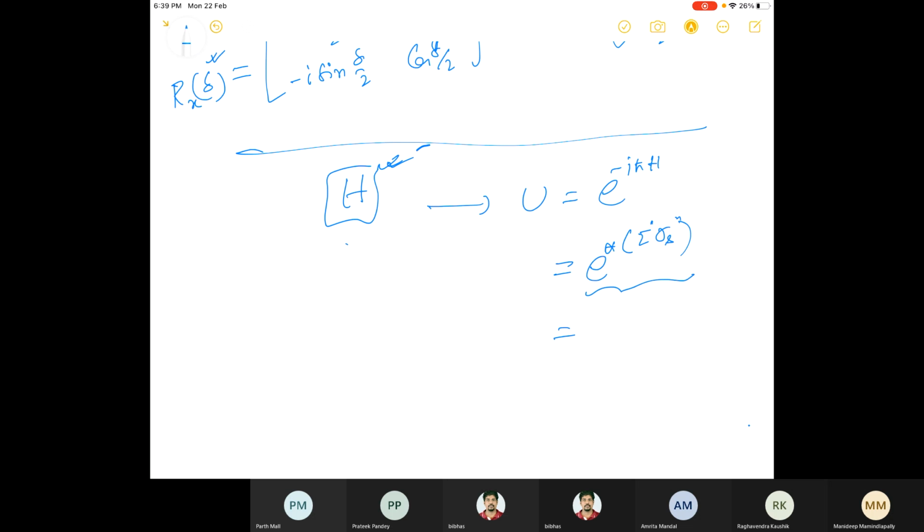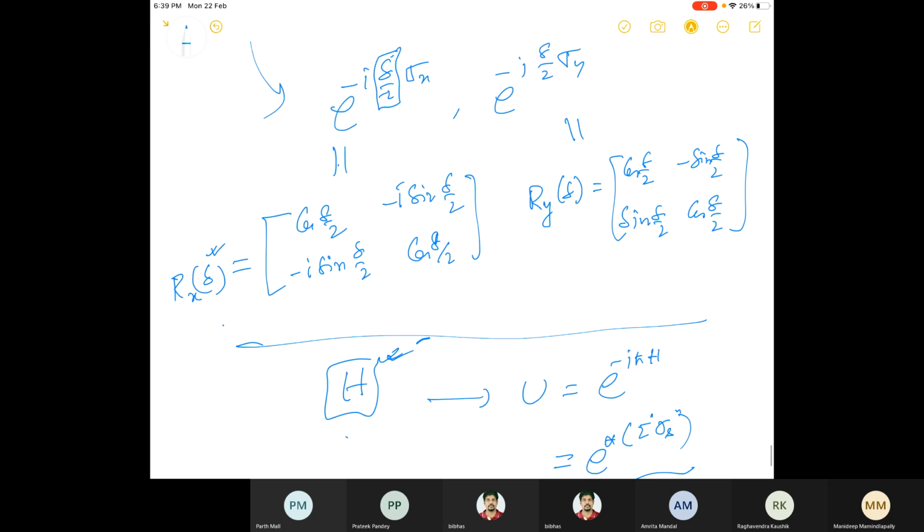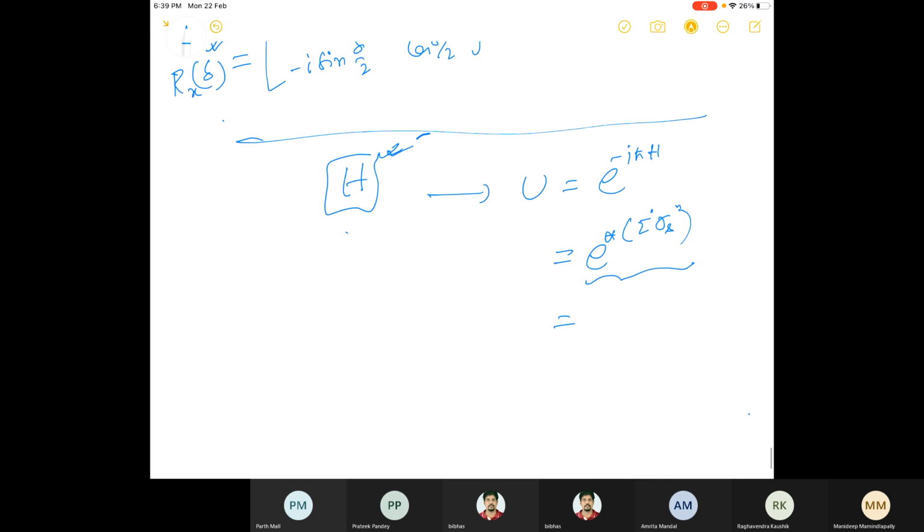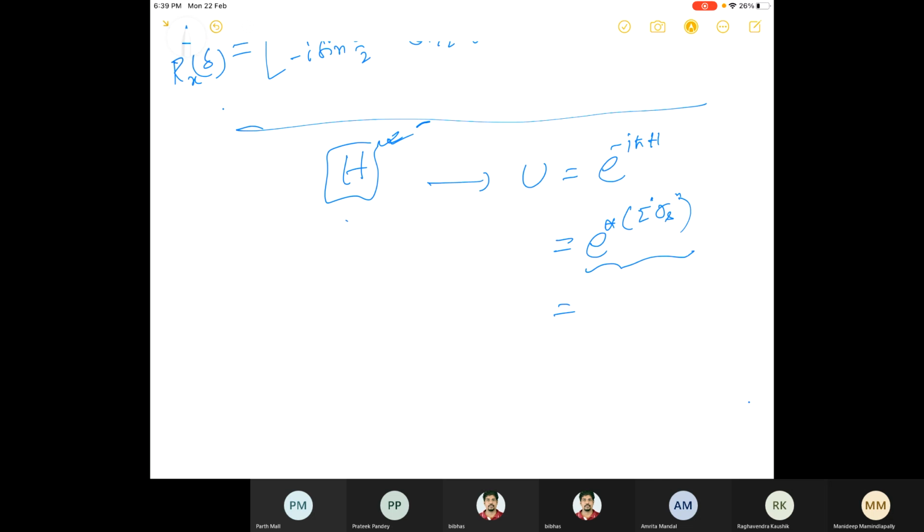I want to realize any unitary matrix. So the question will be, do these rotation matrices Rx, Ry, and Rz have any role in expressing any unitary matrix which can be written as this, in order to implement U? I want to implement any unitary matrix of order 2 by 2, and I want to do that using these rotation matrices.